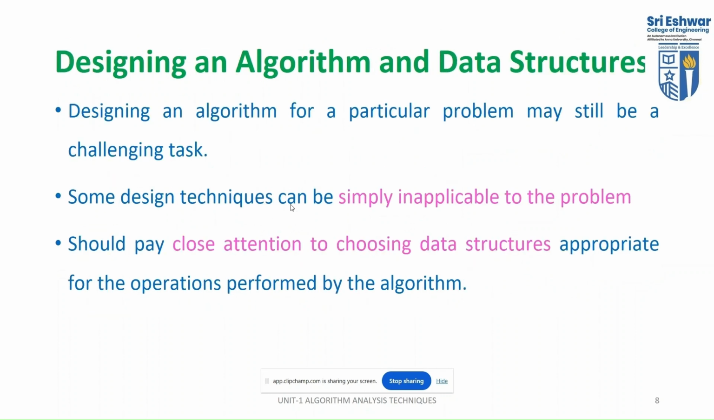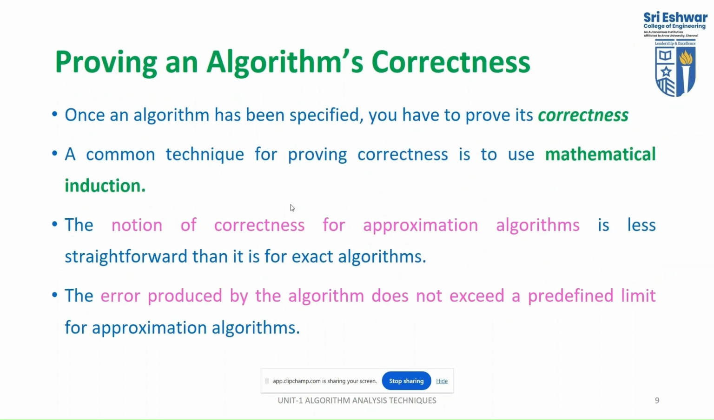Next step is designing an algorithm and data structures. Once the algorithm design technique is chosen, the next step is to design the algorithm and select appropriate data structures to store and manipulate the data. So, coming to proving algorithm's correctness, it's crucial to prove the correctness of an algorithm to ensure that it always produces the expected output for valid inputs.